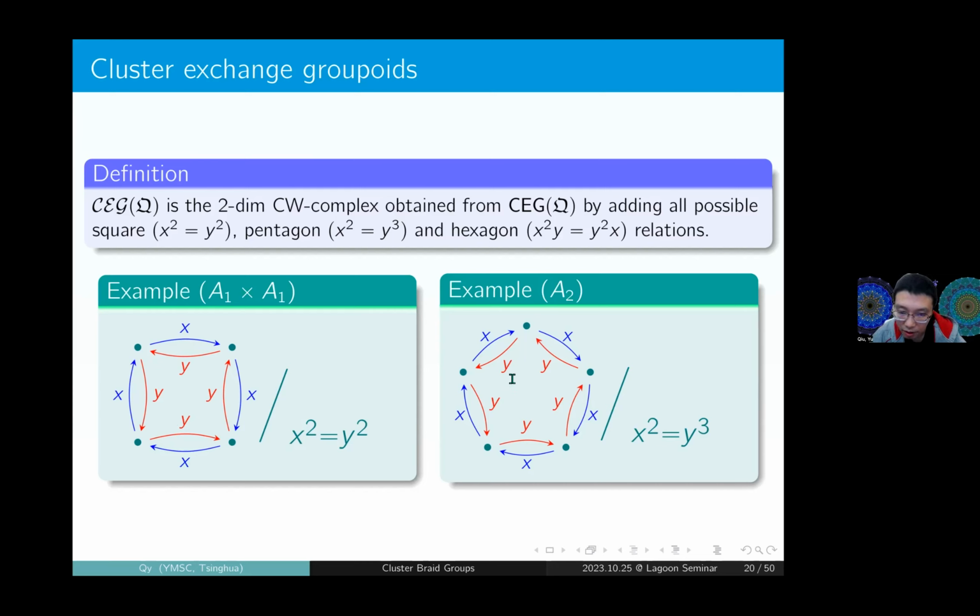Same in the pentagon. In the pentagon, you start at each vertex, go 2x and go 3y, and you glue a pentagon. There are five pentagons you need to glue at each place. As I mentioned, there is also a hexagon you should glue. However, in the Dynkin or Coxeter-Dynkin case, it decomposes into squares and pentagons, so we don't need to worry about that at the moment.